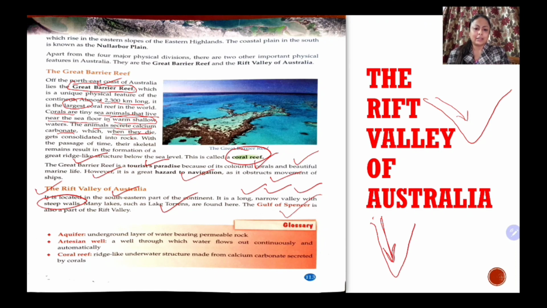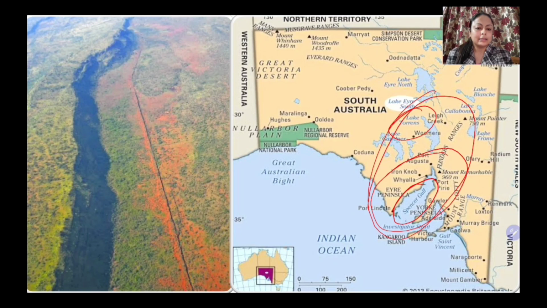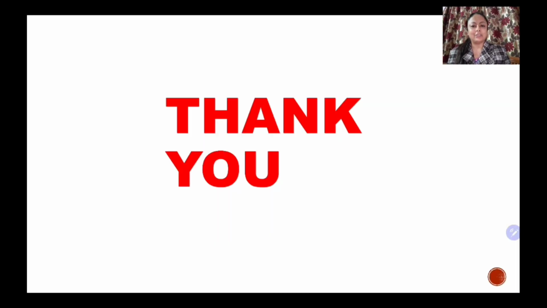So students, just now we have seen on the map, the Spencer Gulf and Lake Torrens also fall into the Rift Valley. They are a part of the Rift Valley of Australia. So students, that's all about the physical features of Australia. In this module, we have learnt about the coastal plains of Australia. And apart from the physical features, we have learnt about the Great Barrier Reef of Australia and also about the Rift Valley of Australia. Thank you.